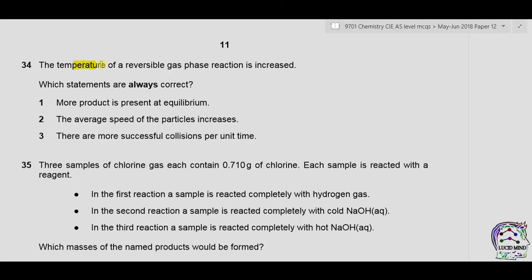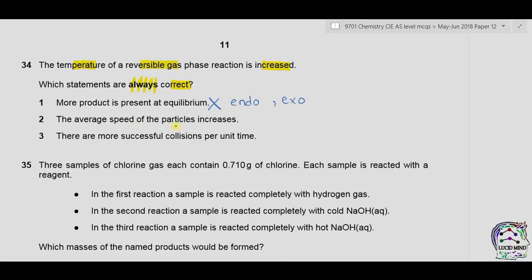Question 34. The temperature of a reversible gas phase reaction is increased. Which statements are always correct? Part 1. More product is present at equilibrium. Now this is true only for endothermic reactions. For an endothermic reaction, when temperature is increased, more product will be formed as the reaction moves in the forward direction. But this will be wrong in the case of an exothermic reaction, because in an exothermic reaction the reaction will move in the backward direction, so less product will be formed. So option 1 is not always correct, therefore it is wrong.